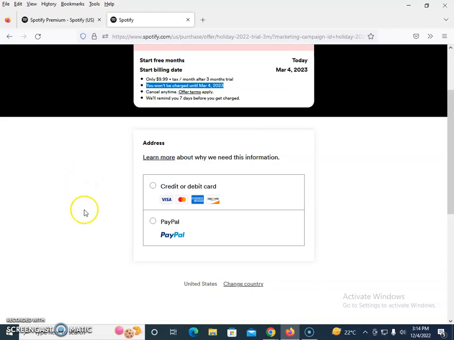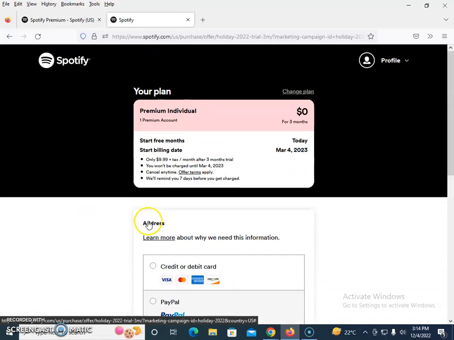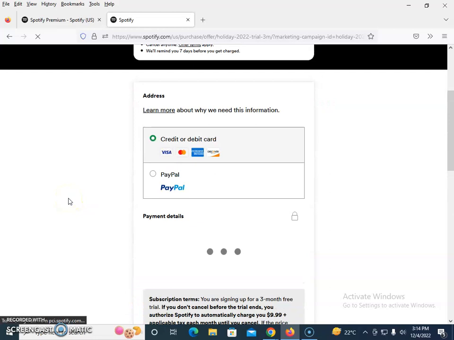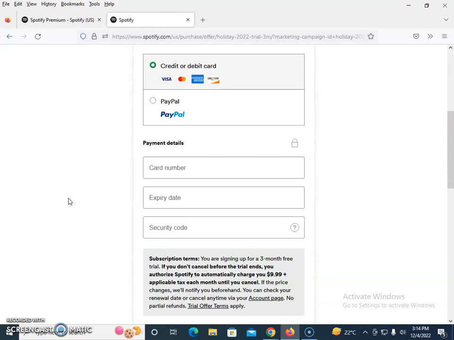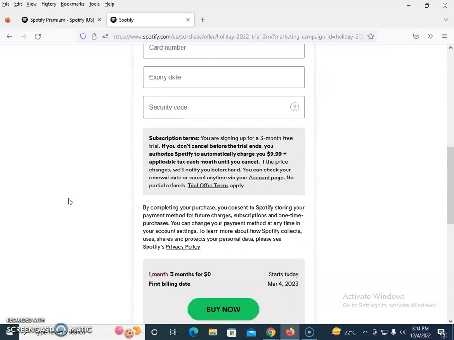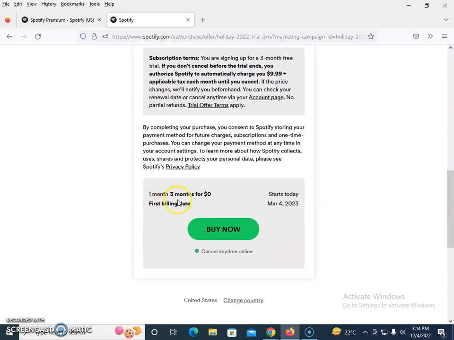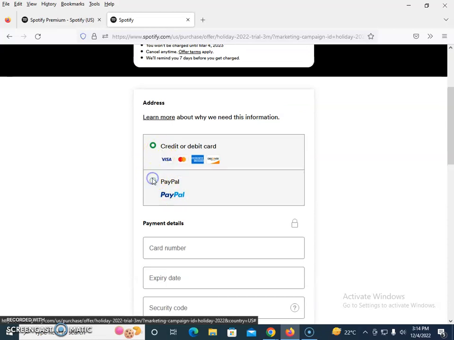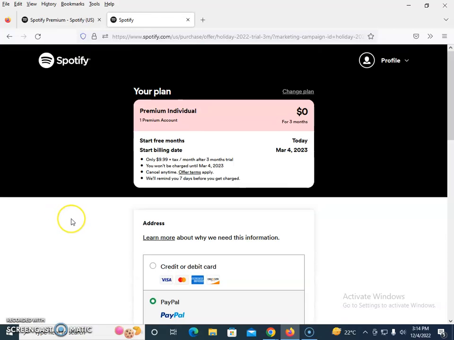Another thing is that on PayPal you will get this offer. On the credit card you still get this offer, but there are some limitations on the credit card. The good news is that previously they were not offering 3 months on the credit card, but right now you can see 3 months for $0. So what are you waiting for? PayPal and the credit card are the two payment gateways through which you can easily get a Spotify $0 premium account.